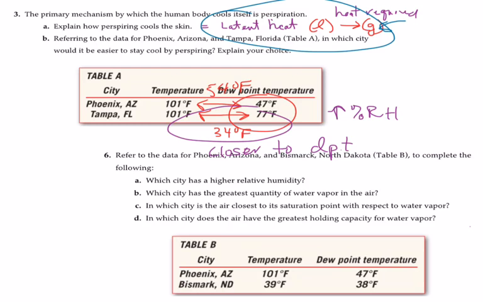Okay, so this one looks at Phoenix, but now it's Bismarck, North Dakota. So again, before we look at the questions, let's look at what's given. The current temperature and the dew point temperature. In this case, we only have to go 1 degree Fahrenheit. And the other one is the same, 54 degrees.